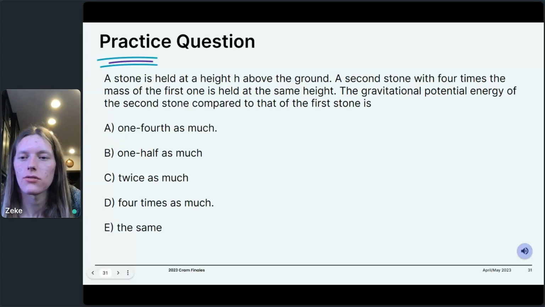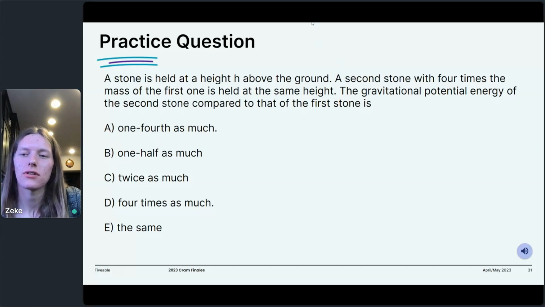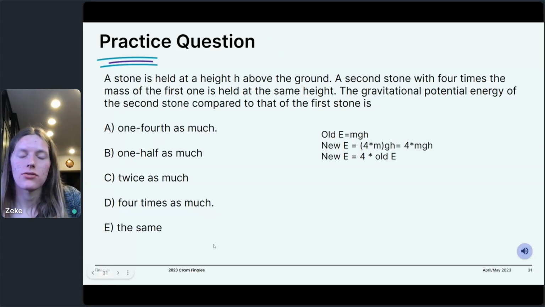Okay, so I'm going to reveal our results. Out of the 14 or 15 now of you that answered, 14 of you put D, and 1 of you put E. So let's click and see what the solution is here. Sorry guys, our answer here is going to be D. It's 4 times as much.